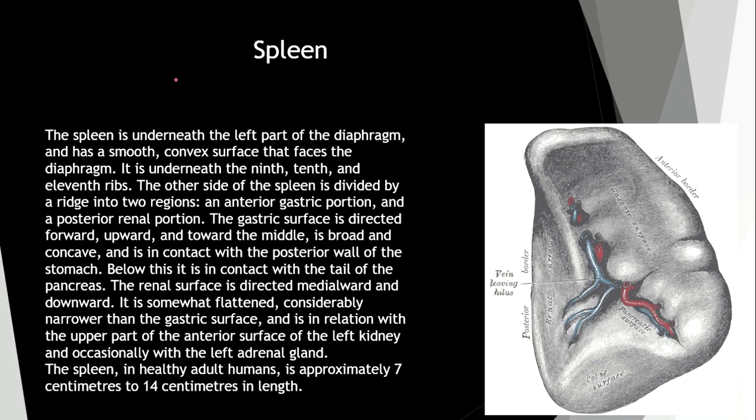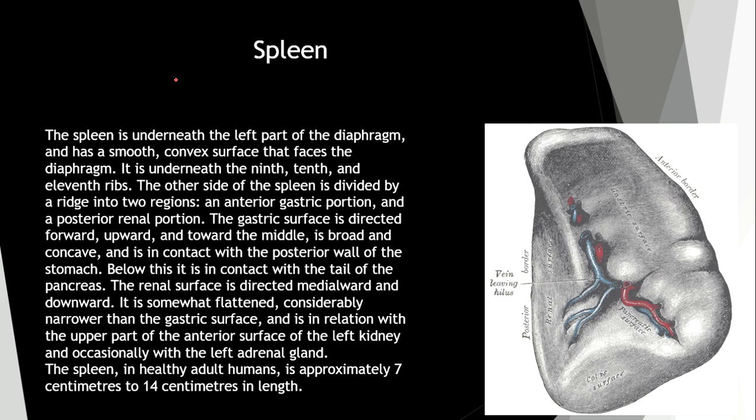Spleen. The spleen is underneath the left part of the diaphragm and has a smooth convex surface that faces the diaphragm. It is underneath the 9th, 10th and 11th ribs. The other side of the spleen is divided by a ridge into two regions, an anterior gastric portion and a posterior renal portion. The gastric surface is directed forward, upward and toward the middle. It is broad and concave and is in contact with the posterior wall of the stomach. Below this, it is in contact with the tail of the pancreas. The renal surface is directed medially and downward.